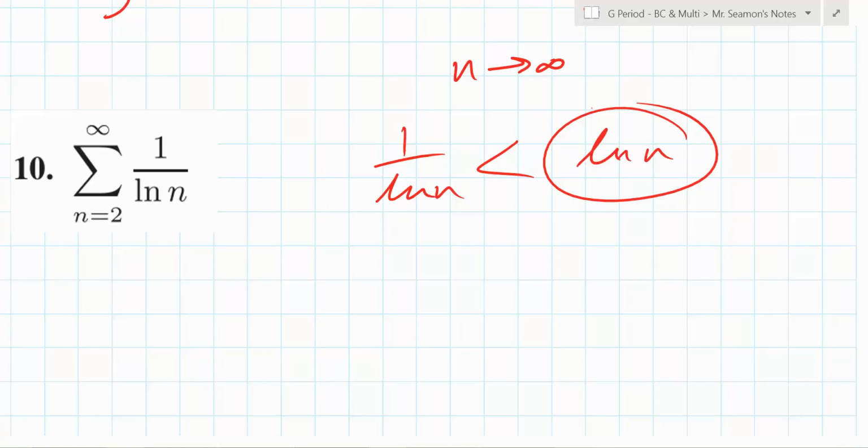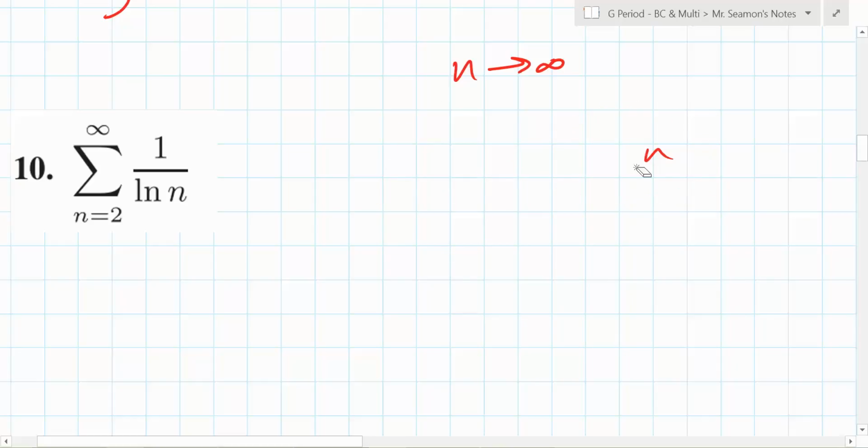No. Yes, that's correct. 1 over ln n is going to be less than ln n because ln gets huge as n goes to infinity. But you picked something that's less than something that blows up. That doesn't tell us anything concretely. So we need to pick something that 1 over ln n is greater than and that blows up. Did anybody come up with something to compare it to? So let's analyze this. What about 1 over n? Is it greater than or less than?